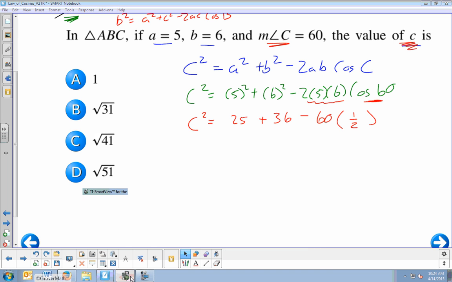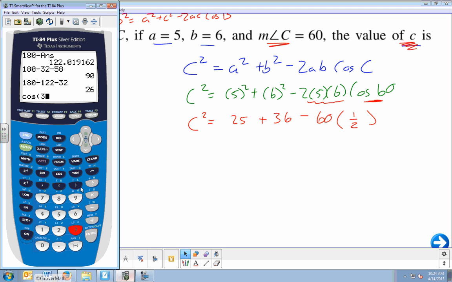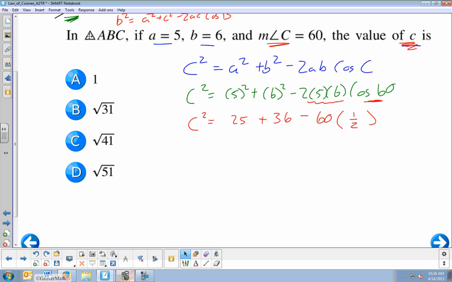If you don't remember, you can certainly type that into your calculator, but cosine 60 is 1/2. So it's going to work out to be nice, simple numbers here. I think the radical in the end will come from just the fact that I need to do square root to get C alone. So C squared equals 25 plus 36 minus, now 60 times 1/2 is the same thing as 30. So 25 plus 36 minus 30 comes out to be 31. And so if C squared equals 31, that means that C is going to equal the square root of 31, which is my final answer.